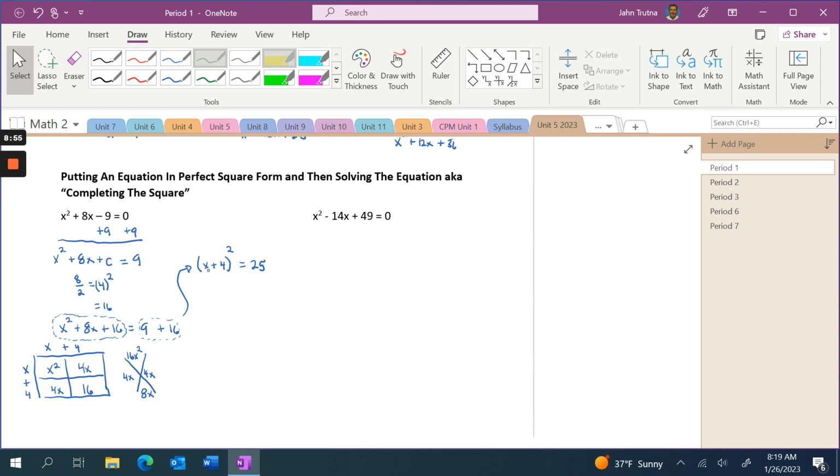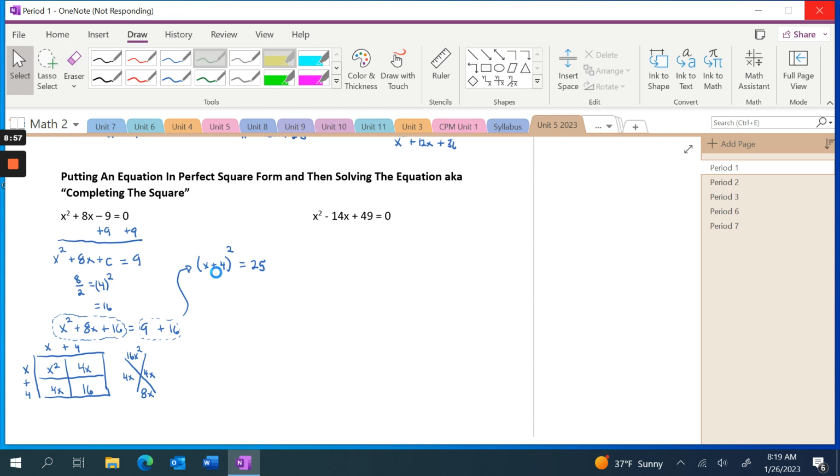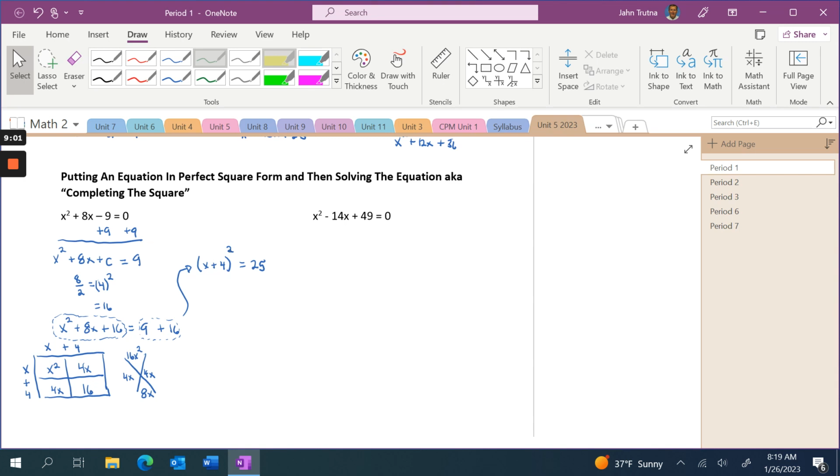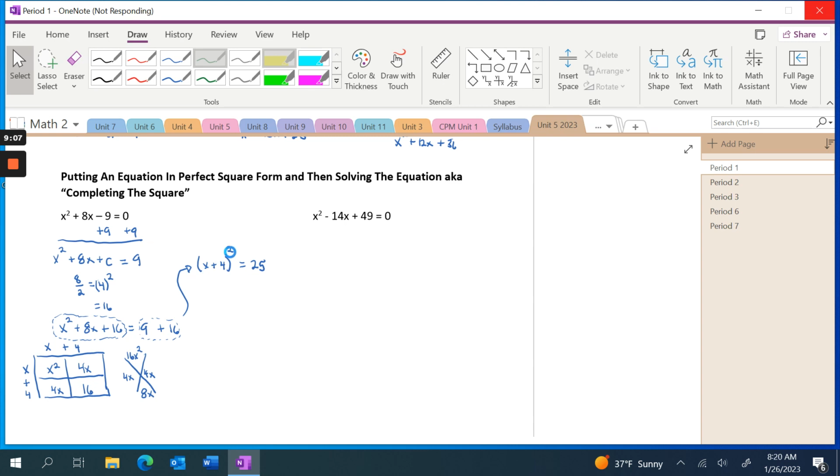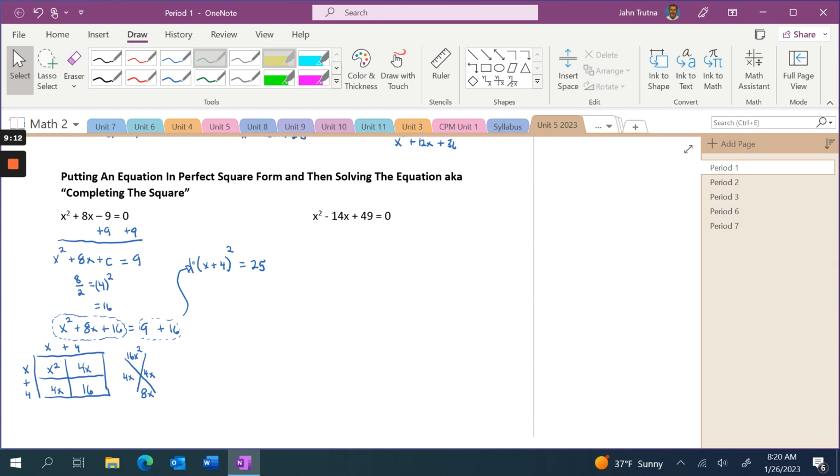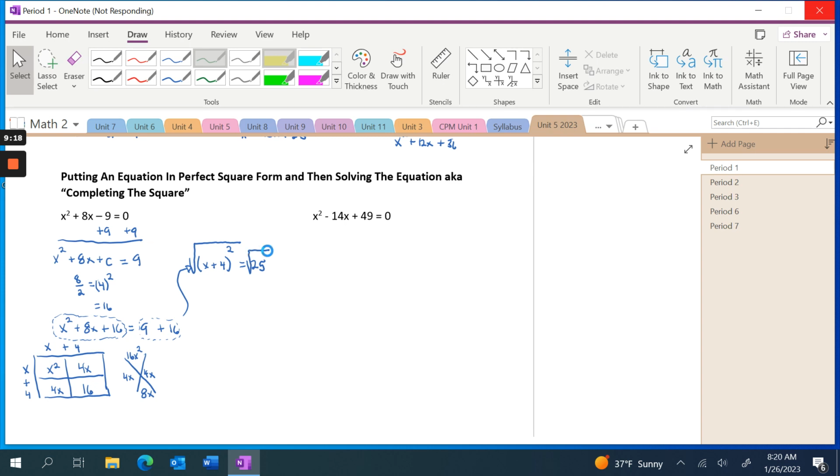Okay, now I solve this equation. So in order to solve this equation, I need to get rid of the exponent of 2, and I need to get rid of the plus 4 to solve for x. I need to get x by itself. So the first thing I'm going to get rid of is that exponent of 2. And the way you mathematically get rid of an exponent of 2 is you take the square root. And you have to take the square root of both sides.